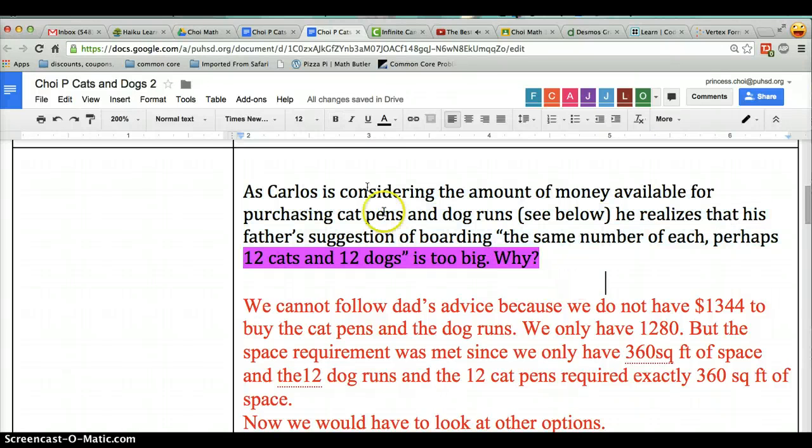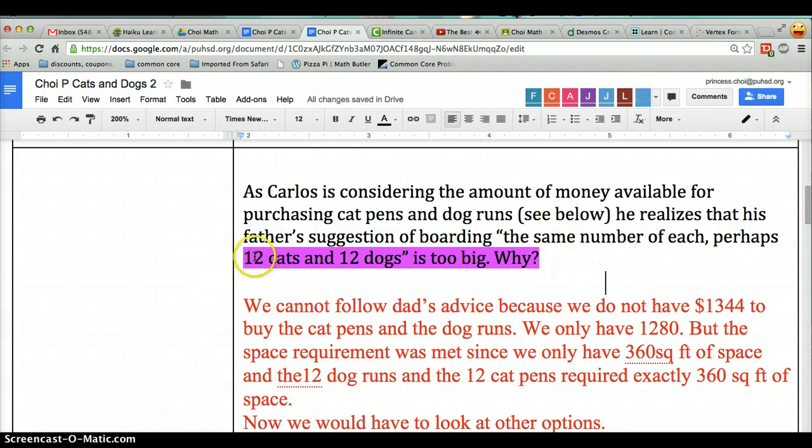So let's read this, okay? As Carlos is considering the amount of money available for purchasing cat pens and dog runs, he realizes that his father's suggestion of boarding the same number of each, perhaps 12 cats and 12 dogs, is too big. Why? And we came out with this answer yesterday, right?